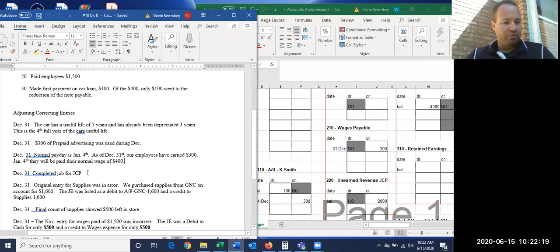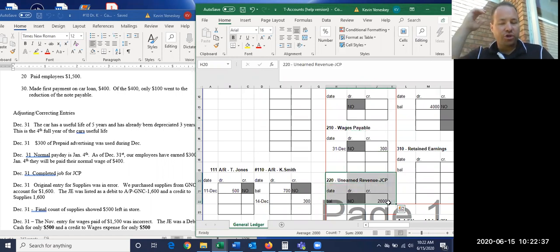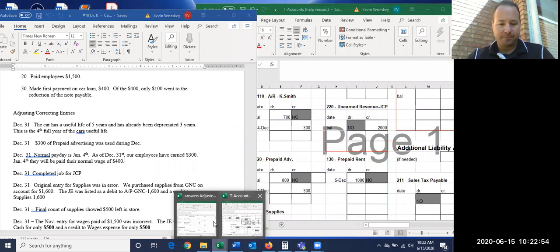All right, our next one, completed a job for JCP. So if I completed a job for them, that must mean I owed them a job. So I come down and I look for where it shows that I owe somebody a job. And that would be here. I owed JCP unearned revenue, a job that I was supposed to do for them. They paid for it, they just hadn't received the work yet. Now the job is done. So I can update my T account and my journal entries.